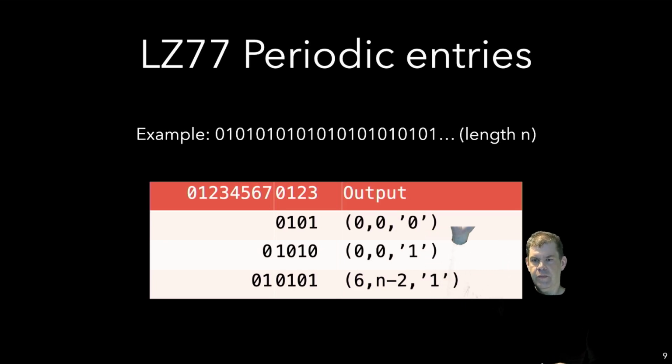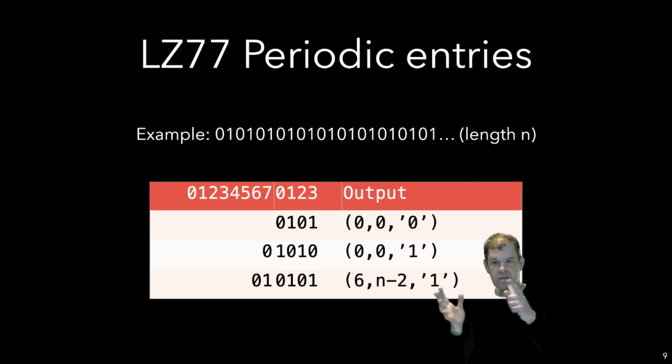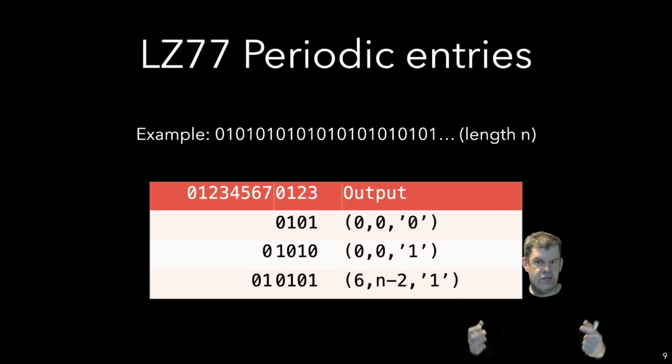So for instance, if your input is just 0, 1, 0, 1, 0, 1, okay? Then you can do one fancy thing, or that's what LZ77 allows you to do, and that's you can choose a size that actually goes beyond the size of the sliding window. So for instance, if I want to encode this sequence of n 0 1s, I start with a 0, so there's not much I can do. So again, 0, 0 and the character 0. 0, 0, character 1, that's the first thing.